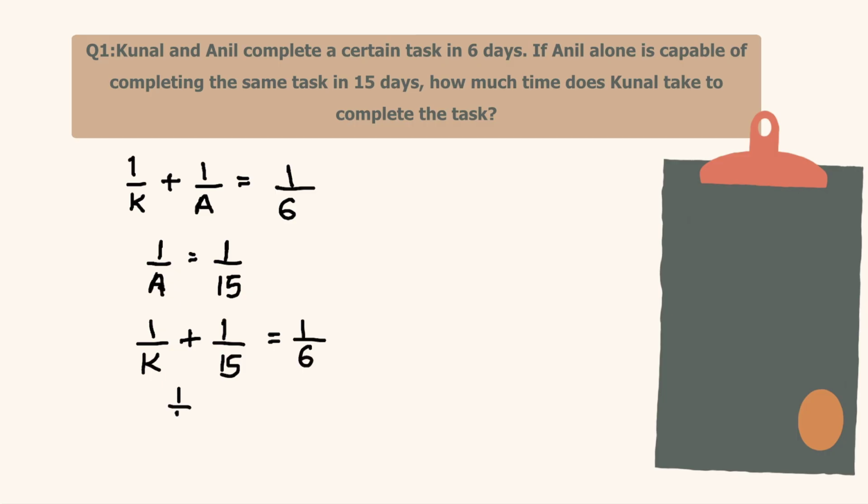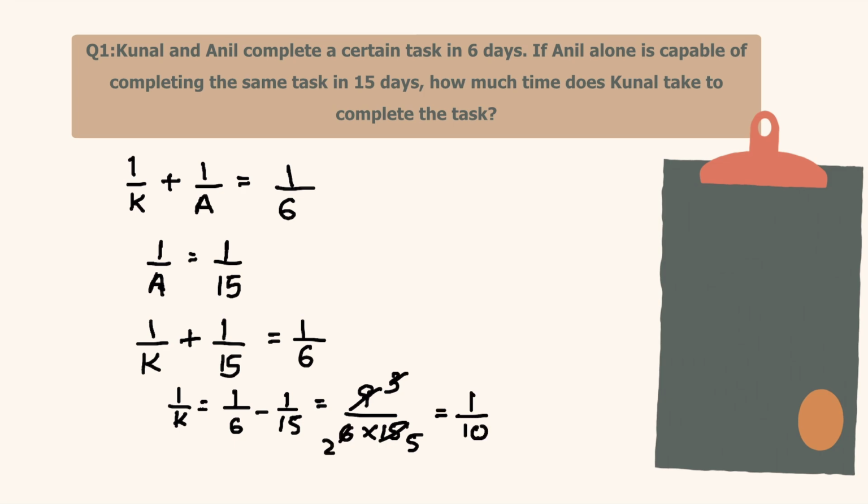If you solve it, 1 by k will be 1 by 6 minus 1 by 15. Okay, 15 minus 6 will be 9 by 6 into 15. You can solve the question on your own. You don't mind how I am solving it. Solve it on your own and see if you get the same answer. So we get 1 by k is equal to 1 by 10. That means work done by Kunal in a day is 1 by 10.